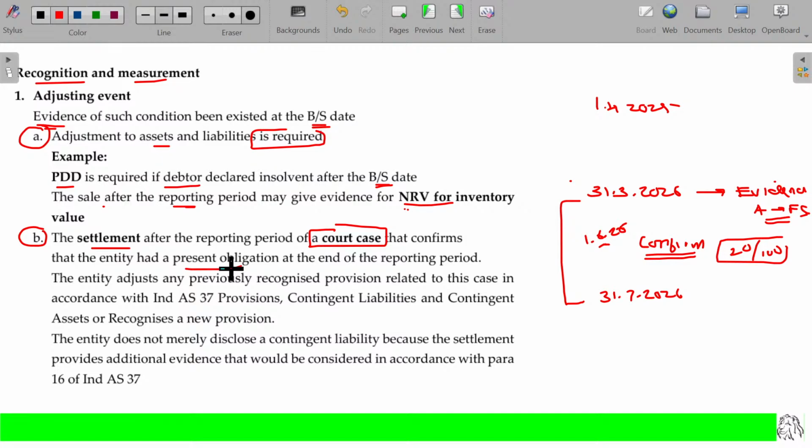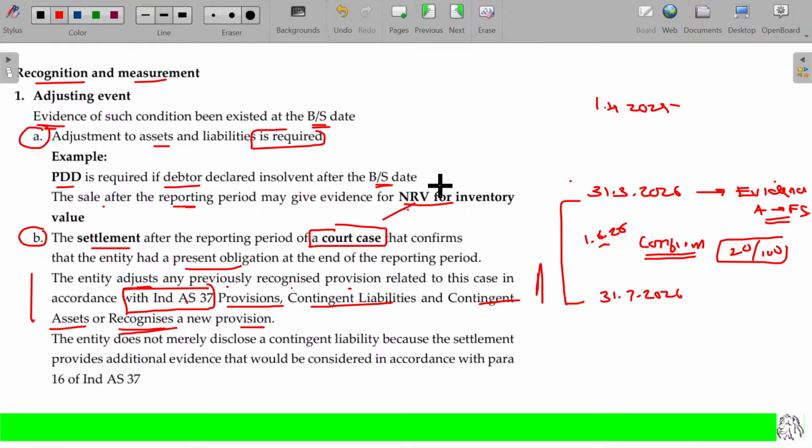So the compensation is finalized before it gets approved in the court. Then you have to make the adjustments for that. The entity adjusts any previously recognized provision related to this case in accordance with Ind AS 37. As per Ind AS 37, provisions, contingent liabilities and contingent assets, a new provision is recognized. So these things are confirmed based on the judgment given in the court case.